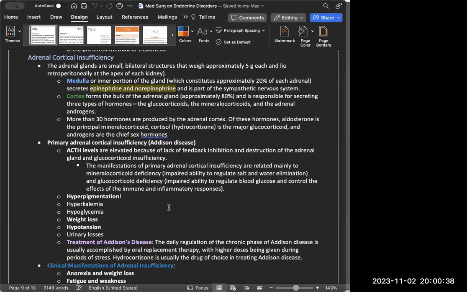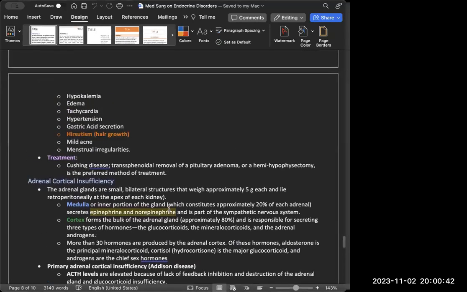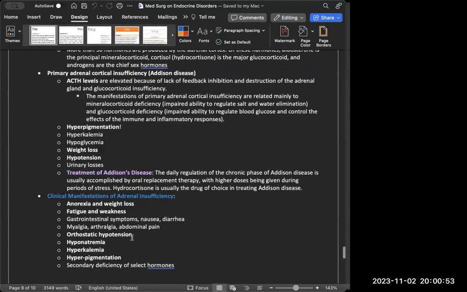And they can't really regulate their sugar levels. So they also have hypoglycemia. Whereas with those Cushing syndrome patients, it's the opposite. They have too much. So they have hypertension and hyperglycemia because of too much steroid production. Okay, so we have weight loss, and something characteristic of Addison disease is hyperpigmentation. And here you see hyponatremia and hyperkalemia, electrolyte imbalances. Why? Because of that salt and water problem.